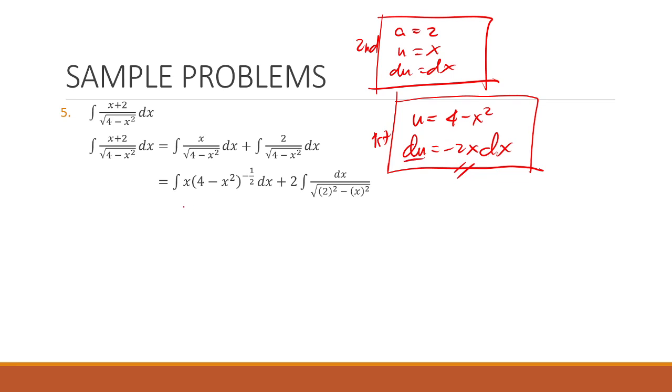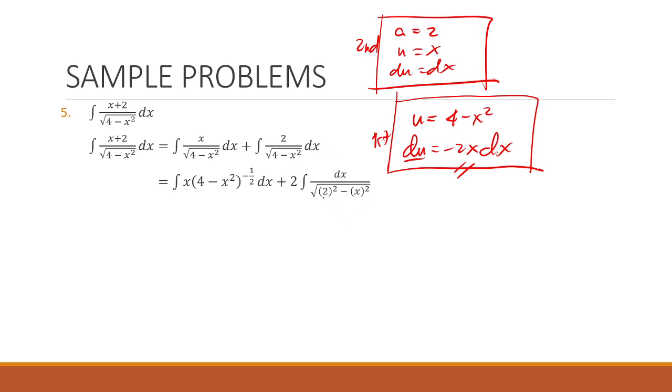Okay, and initially we only have x, so we can multiply negative 2 and divide negative 2 para ma-neutralize, and then proceed with power rule. Okay, or pwede explicit na u substitution, replace or express the original integral in terms of the new variable, in terms of u, so that you can clearly see na it will follow u raised to n du. Okay, then second term, integrable using arc sine.